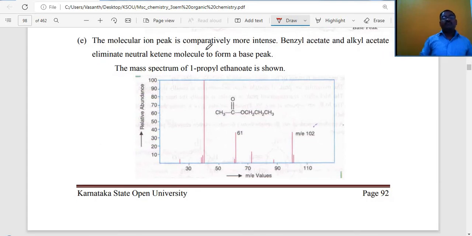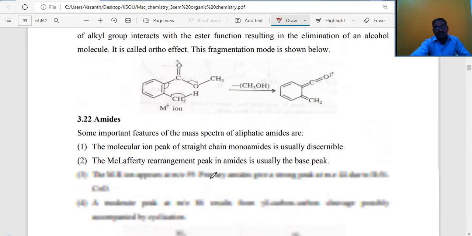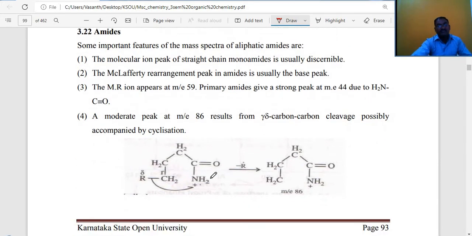The molecular ion peak is comparatively more intense. Benzyl acetates and alkyl acetates eliminate a neutral ketene molecule to form the base peak. This is the structure of 1-propyl butanoate. It can be distinguished from methyl butanoate by a peak at 61. It is due to the McLafferty rearrangement ion. The esters of aromatic groups are mentioned here, aromatic esters.